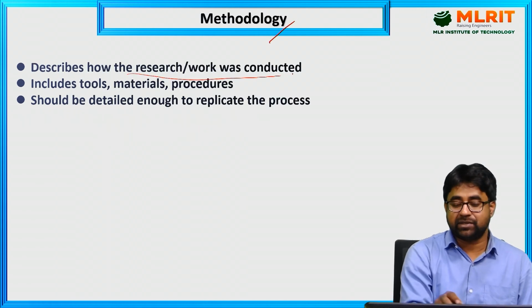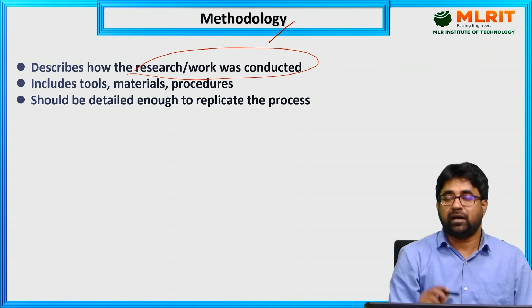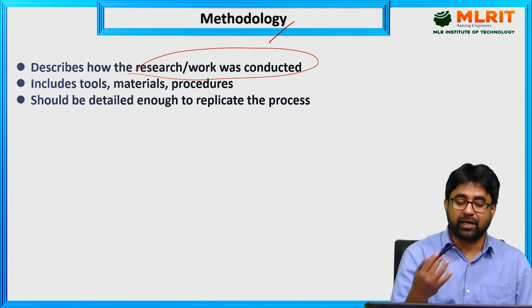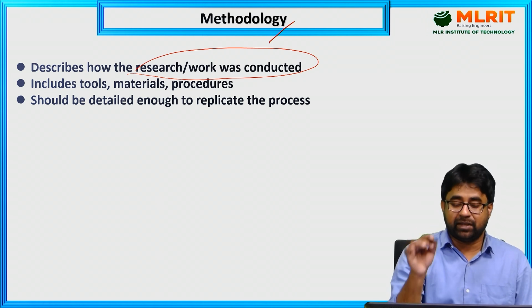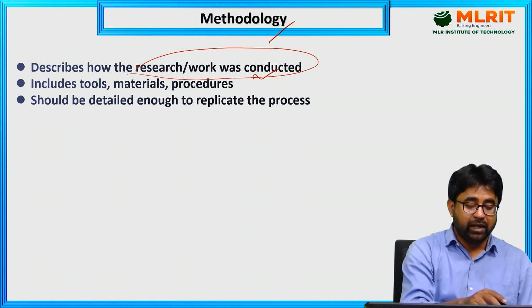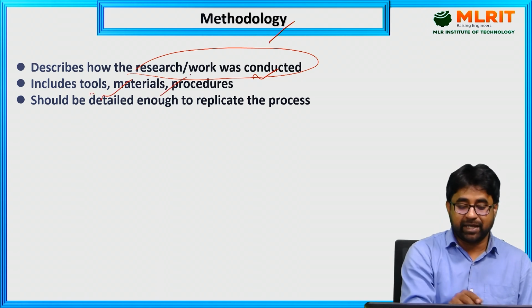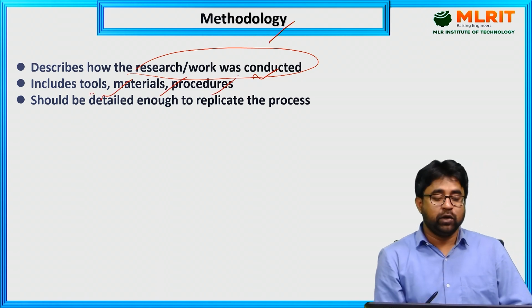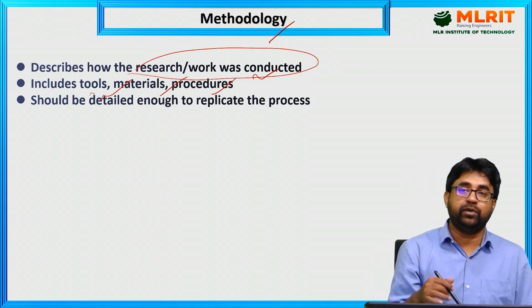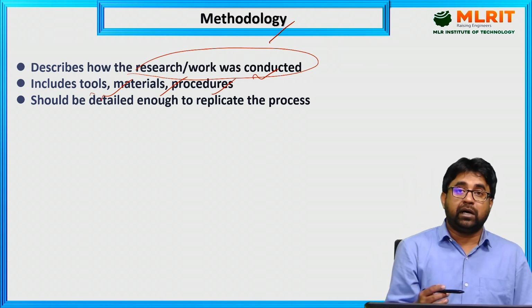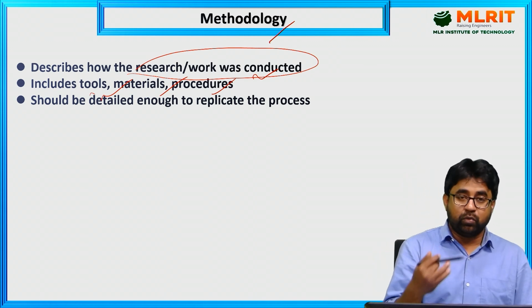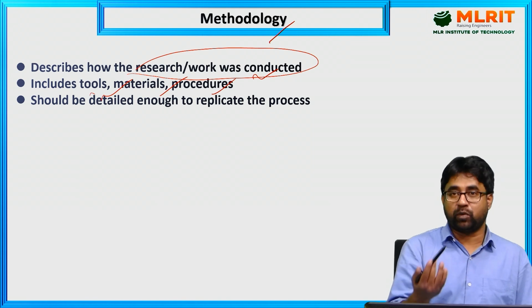Right? Next, methodology. Methodology means what? It describes how the research work was conducted. Like how did you conduct the project? How did you conduct the research? The method that you have to describe. It includes tools, materials, procedures. Like what tools have you used? Which software did you use to analyze the data? What method or tools did you use to collect the data? For example, a questionnaire or anything else, an interview.